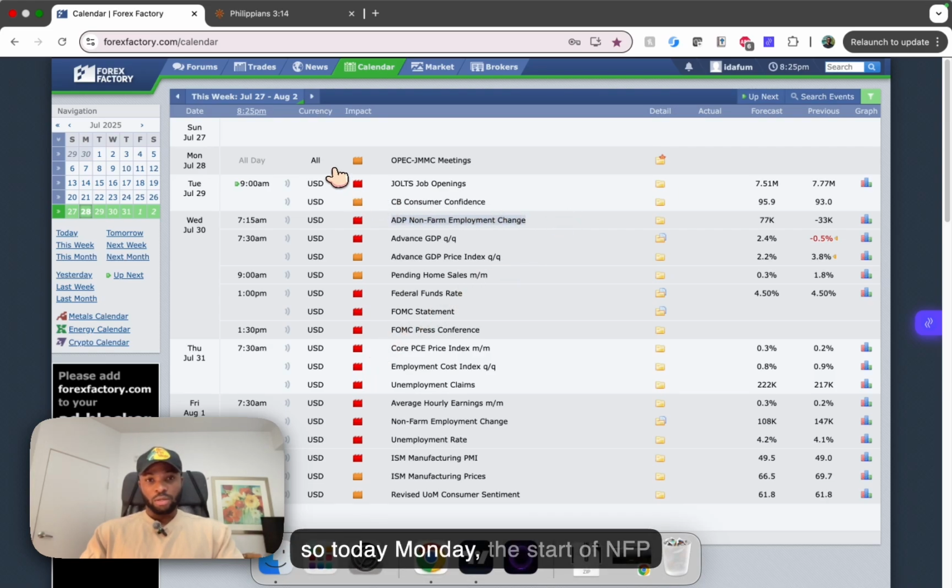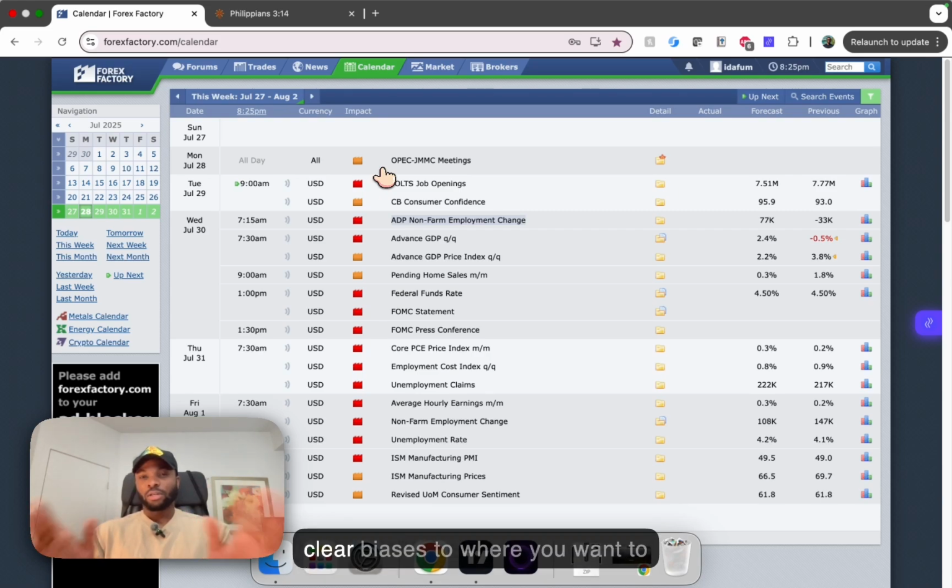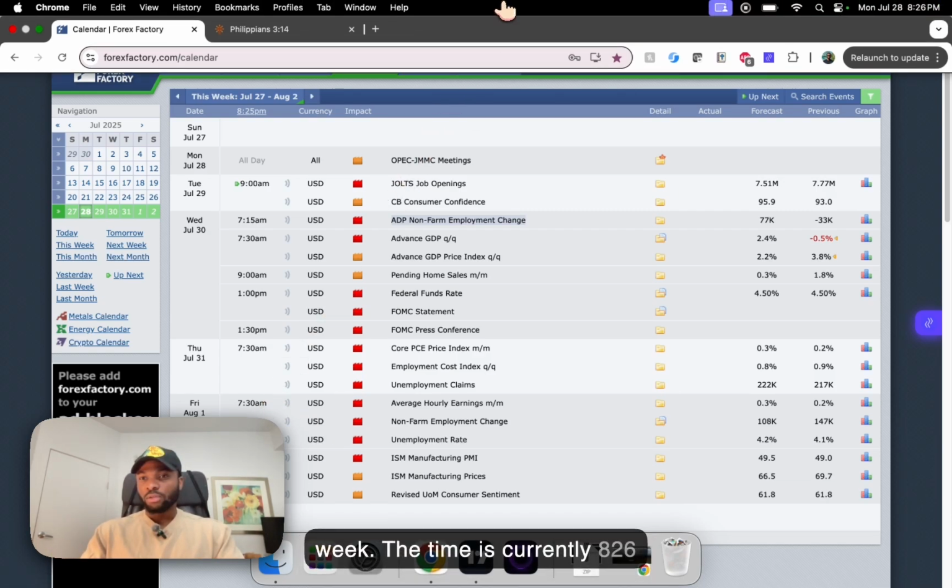Okay, so today, Monday, the start of NFP week. My take on this would be the market would be slow. There wouldn't be any clear direction, clear bias as to where you want to go yet, given that NFP news comes out on Friday. So again, I generally just tend to stay out of the market in terms of NFP week. The time is currently 8:26 p.m.